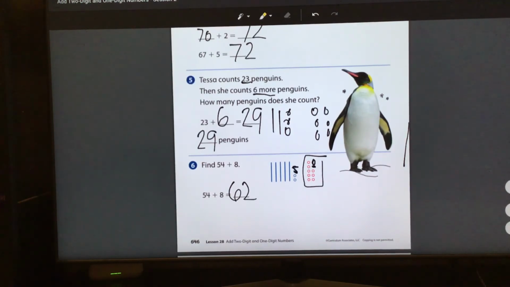62. Okay, I'm just going to erase this to show you that you would get to the same answer had you counted it just the way it was. So you have 54, 55, 56, 57, 58, 59, 60, 61, 62.